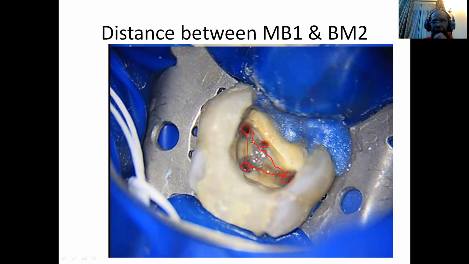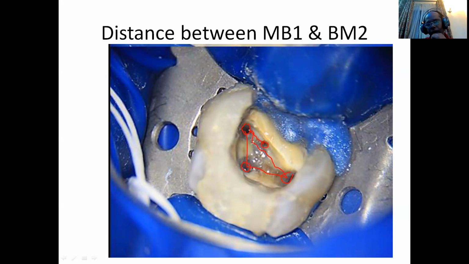Now, location wise, it is present somehow mesially and palatally to the main mesobuccal canal. This distance from the main mesobuccal canal, MB1, and MB2 here is variable, but it ranges from 1.5 mm up to a maximum of 3 mm, or 1.5 to 2.5 mm palatally.